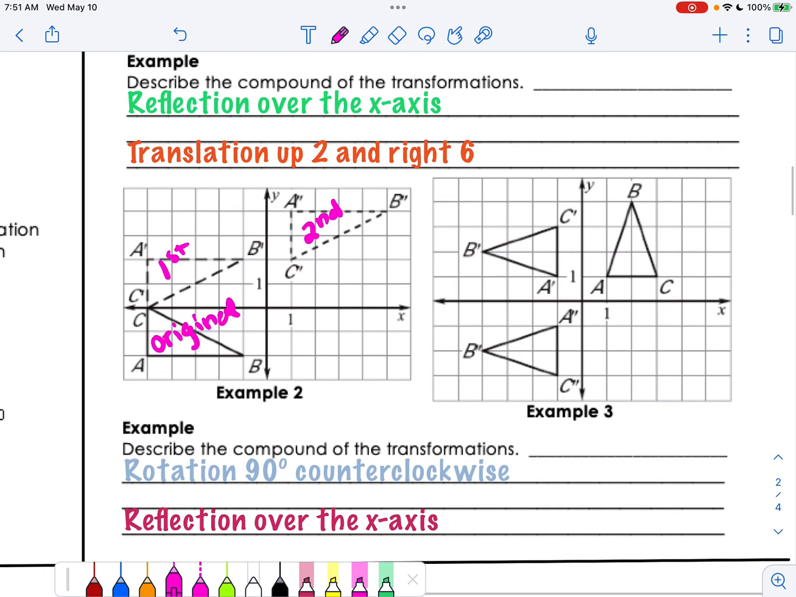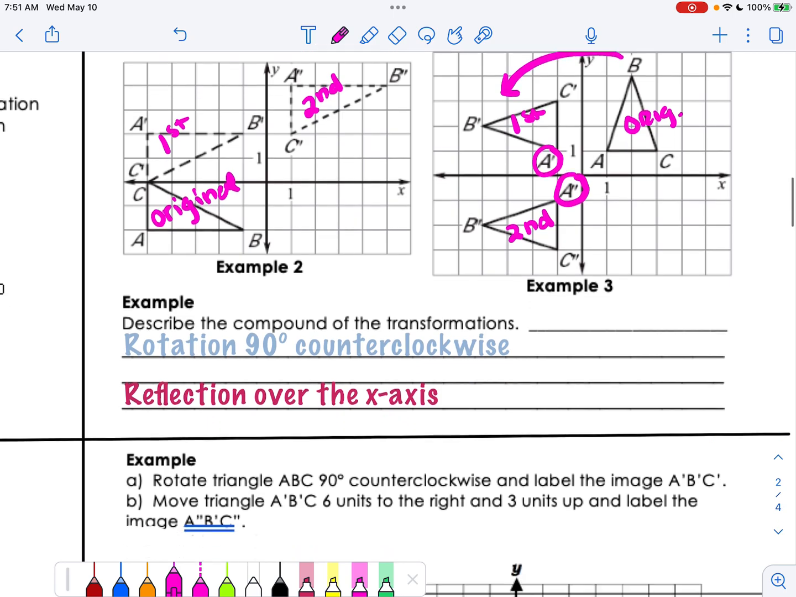For the second one, paying attention to my marks, this one's our original, this one's after our first transformation, and this one's after our second one. Now this one is tricky. The first transformation is a rotation, that one's kind of clear. The second transformation is actually a reflection, and it's very important that we look not only at the marks but at where the letters are. If you weren't paying attention, it might look like a translation down, but that one actually is a reflection. The main idea when doing these compound transformations is paying attention to those marks.